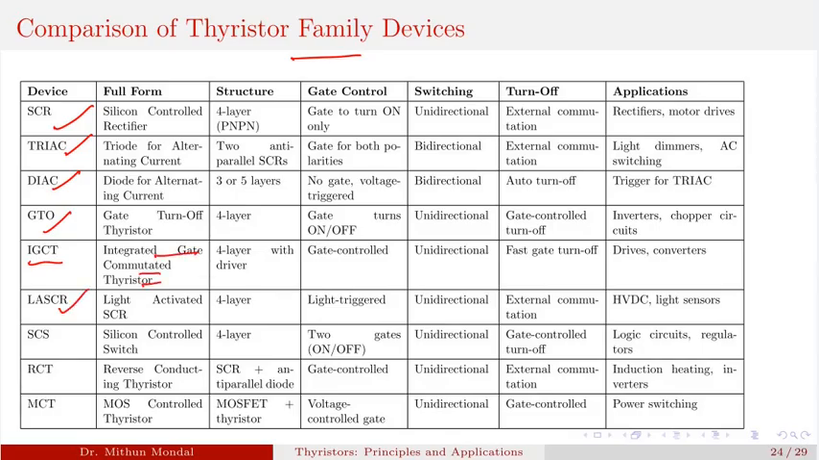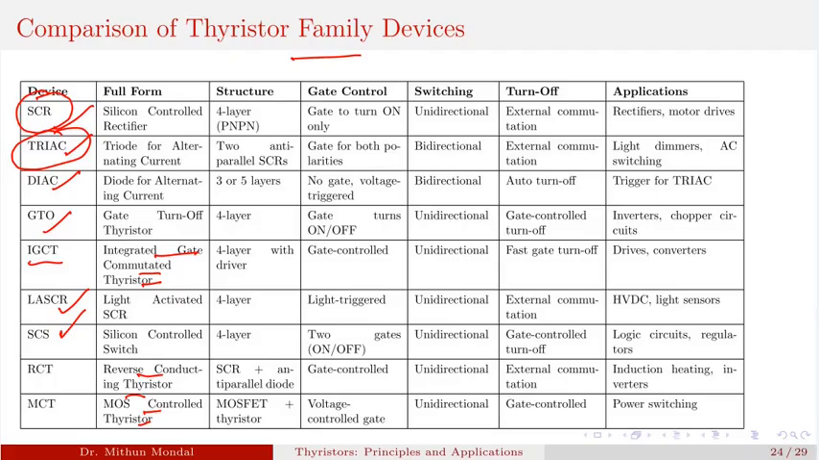So we have LSCR, which is light activated SCR, silicon control switch. RCT means reverse conducting thyristor, MCT, MOS controlled thyristor. So there are different thyristor families. The most important ones are basically the SCR and the Triac. So these two are very important in terms of thyristor operation.